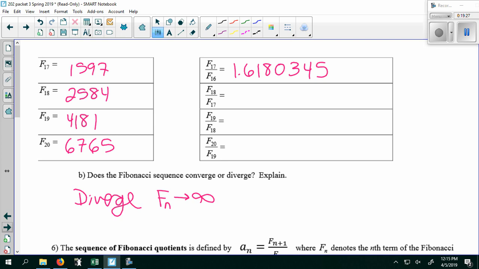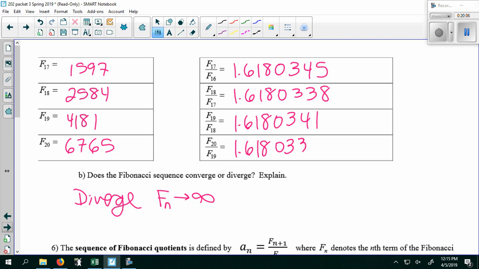Okay, 18th over the 17th, 2584 divided by 1597, and I get 1.6180338. The 19th divided by the 18th. And we get 1.6180341. And one more here, the 20th divided by the 19th. 6765 divided by 4181. And I get 1.61803339.